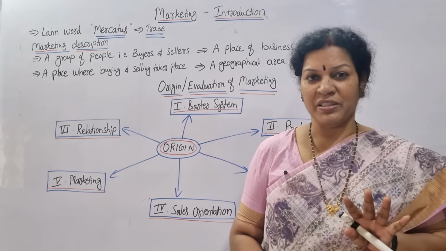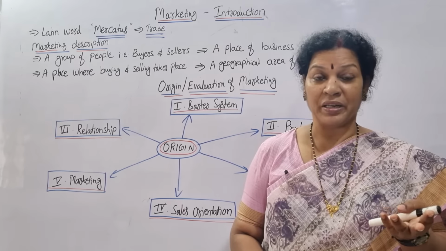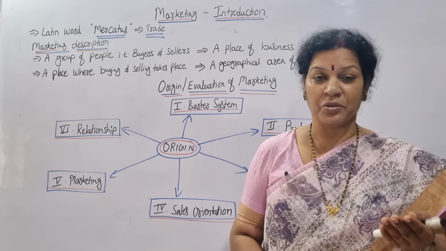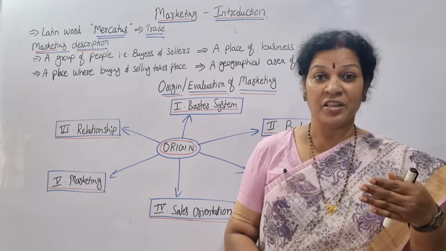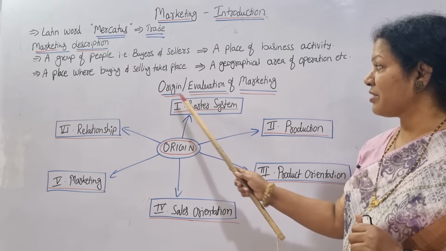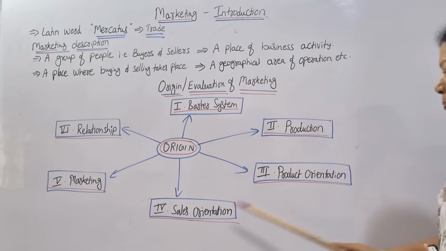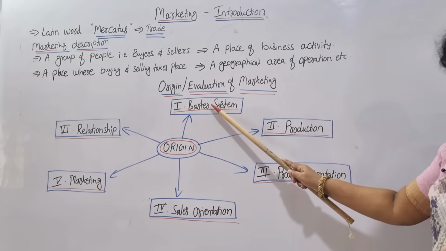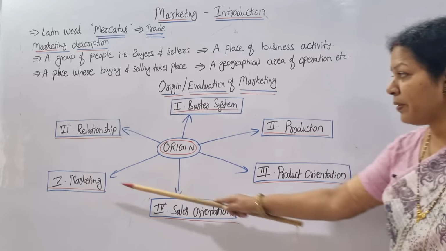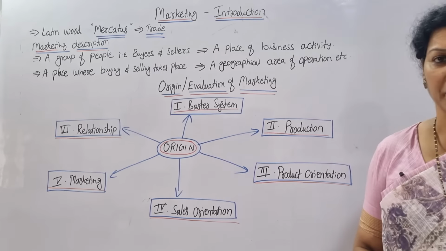Now in today's class we will see the origin or evolution of marketing, how it got introduced. What are the different stages through which we got marketing? There are different stages that we are discussing in the origin or evolution of marketing. These are the simple steps. How many steps are there? Step number 1, 2, 3, 4, 5, 6. Total 6 steps are there. How did we get marketing?